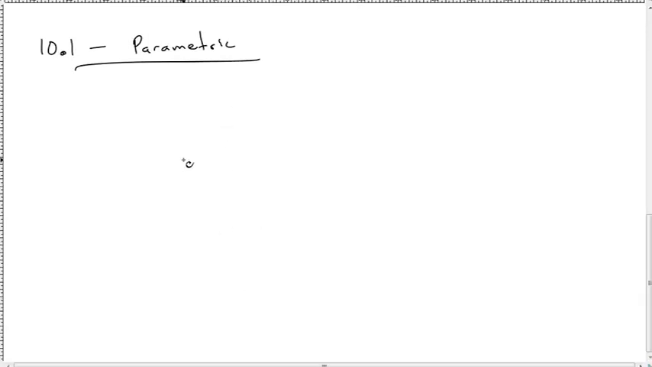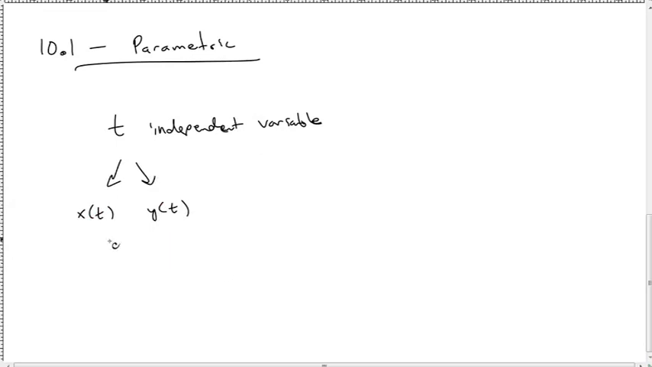What does parametric even mean? Basically we have a t independent variable. Normally we have x as an independent variable and y as my dependent. Now I have t as my independent variable, and you plug it into both the x and y functions. So both of them are dependent now.